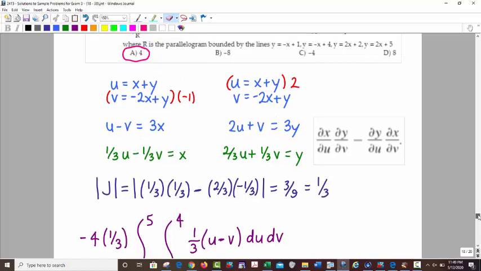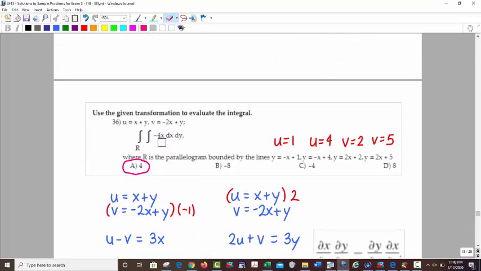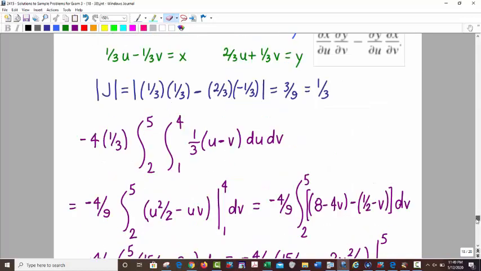Now let's see what we're trying to integrate here. Now you see this -4 right here. I brought that to the outside along with the Jacobian.